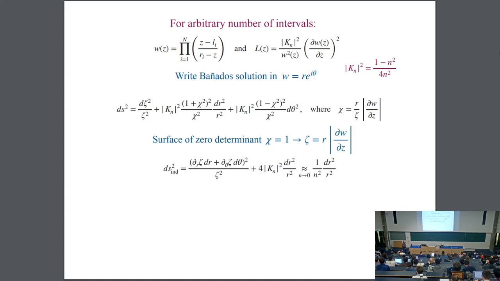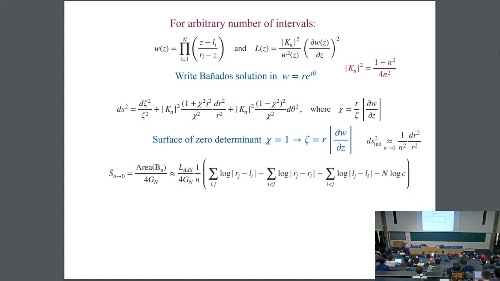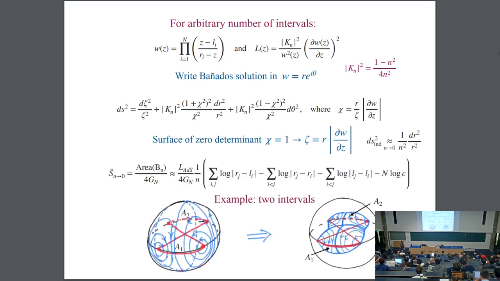In the n going to 0 limit, this part of the metric is basically irrelevant, and it effectively just becomes one-dimensional. So once again, you get this type of argument. Just to illustrate this, the idea is the following.